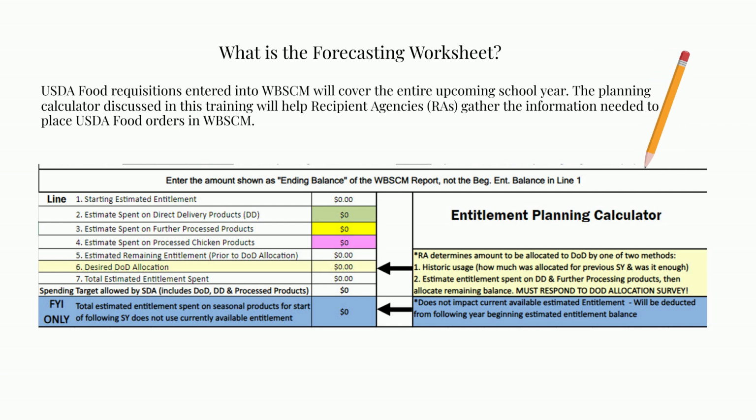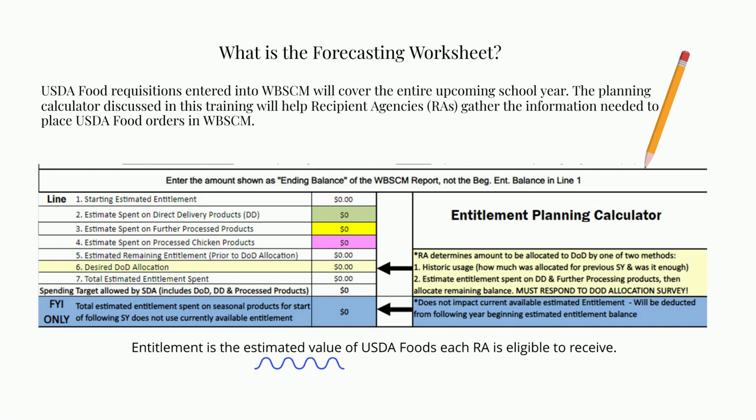USDA foods requisitioned will cover the entire upcoming school year. The forecasting worksheet discussed in this training will help the RAs gather the information needed to place USDA food orders in WebSCM. Entitlement is the estimated value of USDA foods each RA is eligible to receive. We ask that you remember estimated value. This can change many times throughout the year and is not finalized until trucks have been purchased.